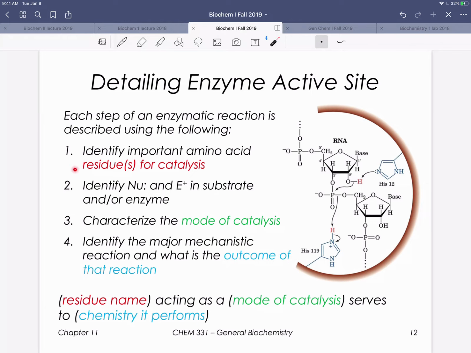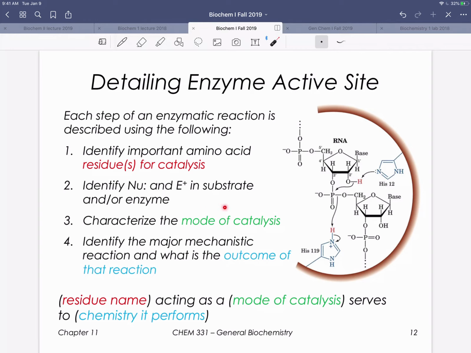Look in the enzyme active site and find the residues that are important for chemistry. They're usually going to be amino acids that have a number next to them. That number just tells you where they are in primary sequence space. So it's really interesting. These two histidines that we see here are very distant from one another in primary sequence space. But when the enzyme folds into its three-dimensional structure, its tertiary structure, these amino acid residues are put very close to one another so that they can serve their specific roles.